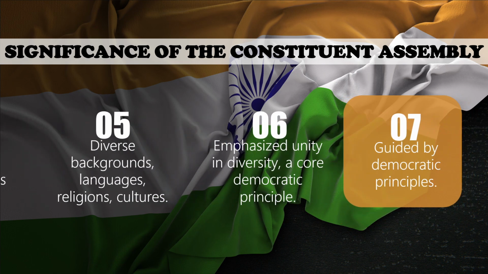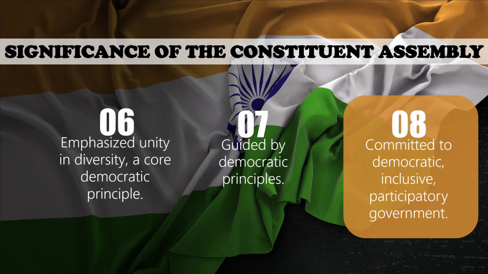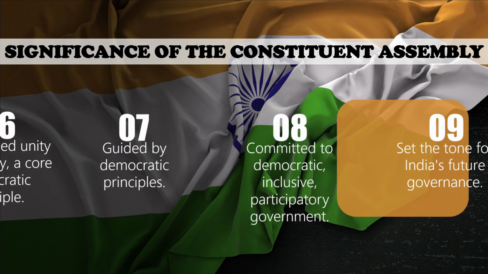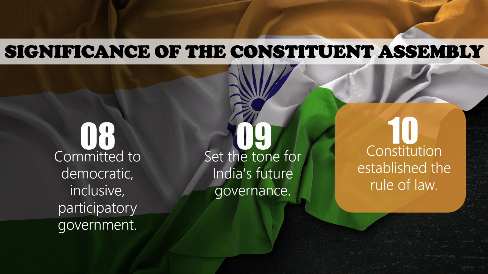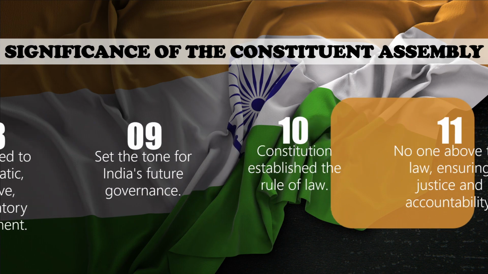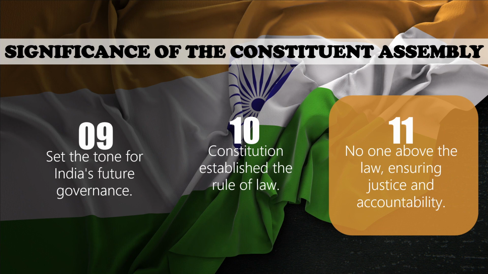Democratic principles. The deliberations and discussions in the Constituent Assembly were guided by democratic principles. The Assembly's commitment to creating a democratic, inclusive, and participatory government set the tone for India's future. Rule of law. The Constitution drafted by the Assembly established the rule of law in India. It created a system where no individual or institution would be above the law, ensuring a just and accountable society.